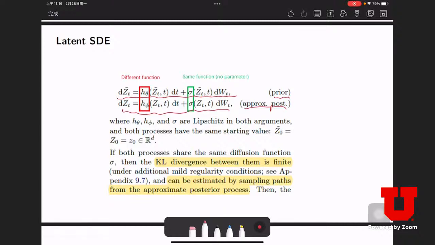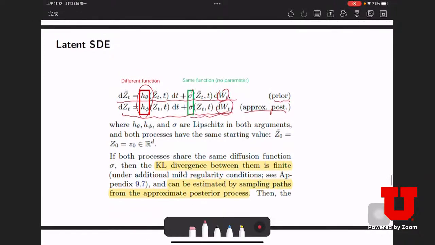They claim, or I think it's not a claim, it's an assumption, that between the prior and the posterior process, the drift terms are different functions. However, the diffusion terms are exactly the same, with the same WT, and this diffusion function is not parameterized, it is a constant term. What we have to do is optimize the parameters of both the prior and the approximate posterior. So does that make sense to you?